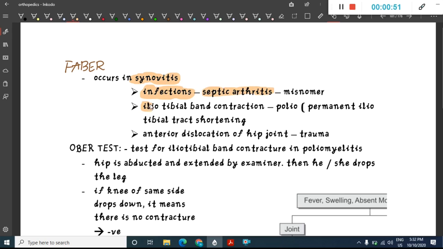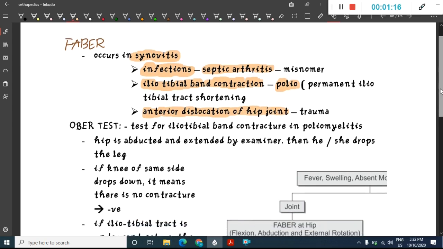Then we have iliotibial traction band contraction also. In iliotibial band contraction we can also have this flexion, abduction and external rotation. This iliotibial band contraction occurs in polio. Then we have anterior dislocation of the hip joint. In anterior dislocation of the hip joint due to trauma, you also see this flexion, abduction and external rotation.